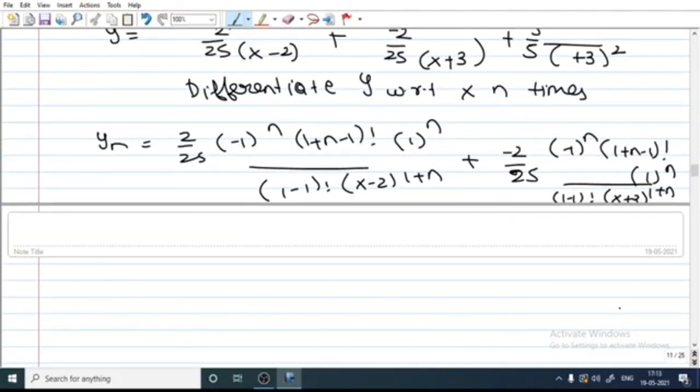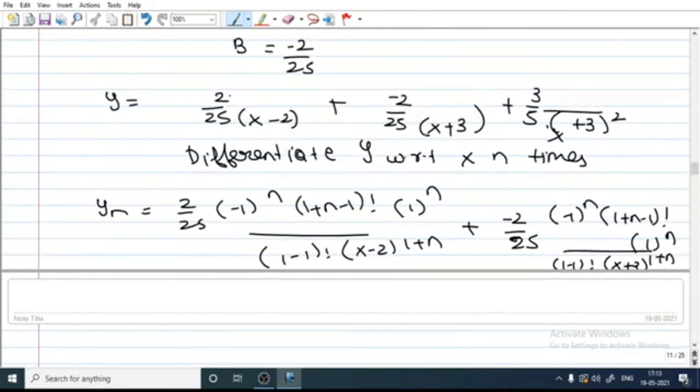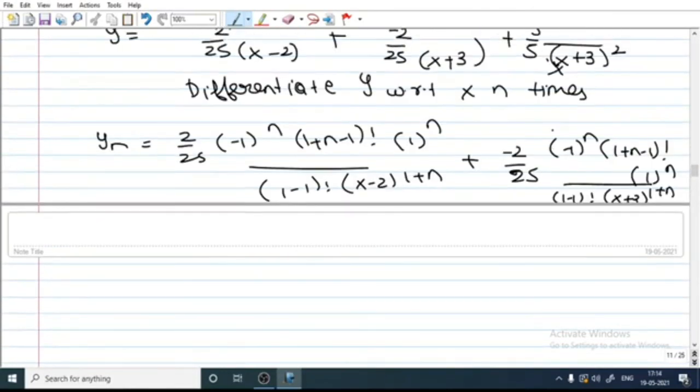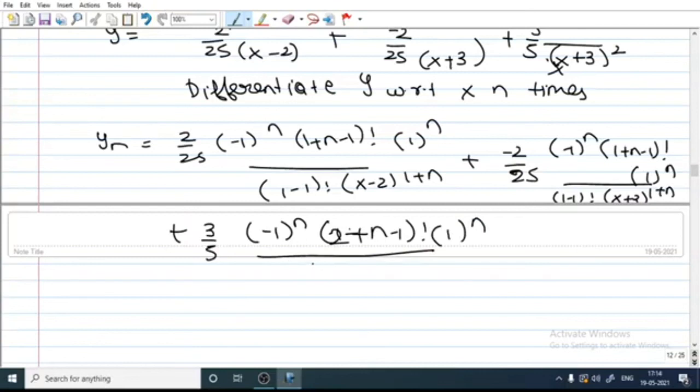After this what we will write? Okay, I think we missed here to write x. Okay, now what we can do? We can differentiate this, which will be 3 by 5 into minus 1 power n into (2 plus n minus 1) factorial into 1 power n, the whole upon (2 minus 1) factorial into (x plus 3) the whole power 2 plus n.